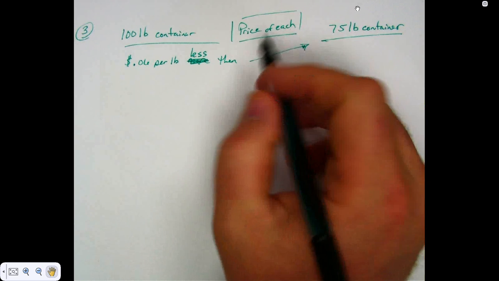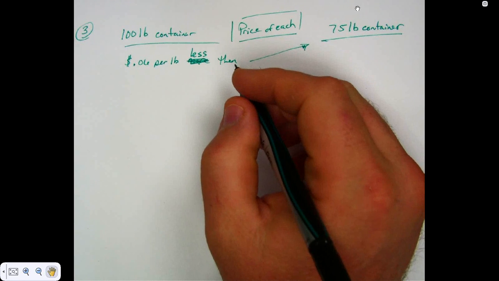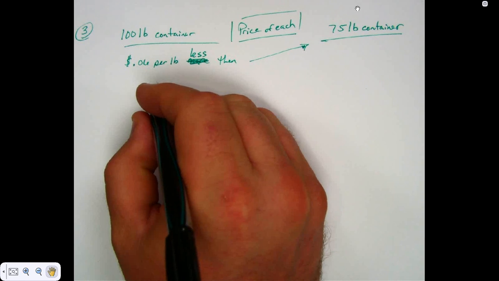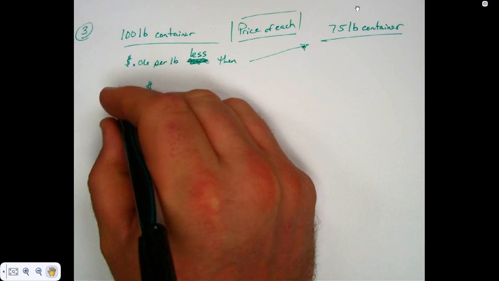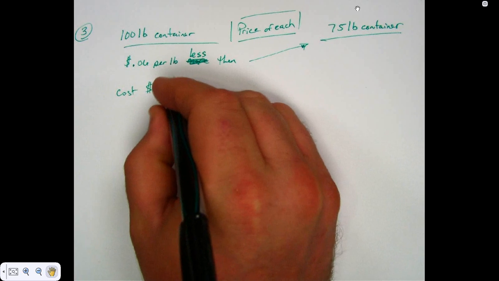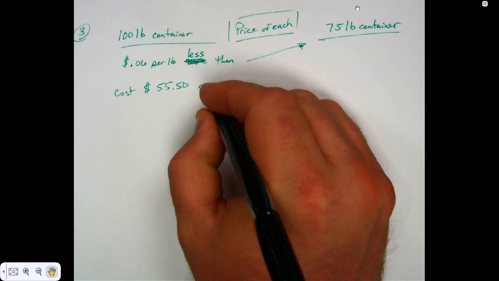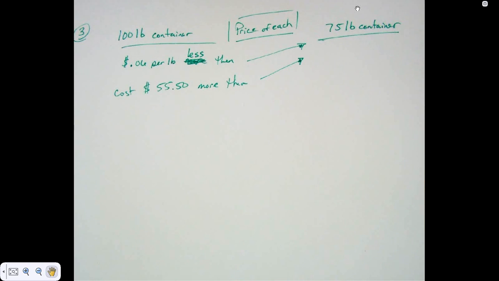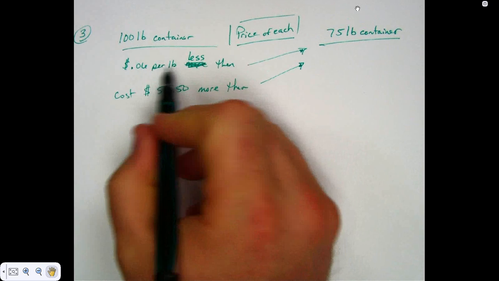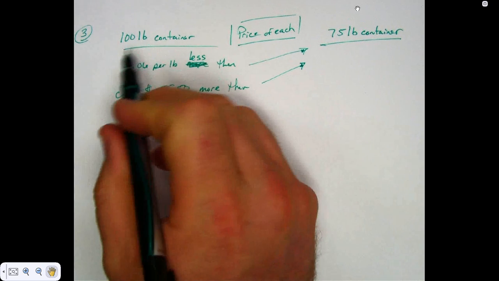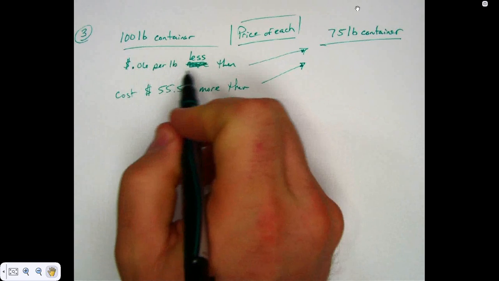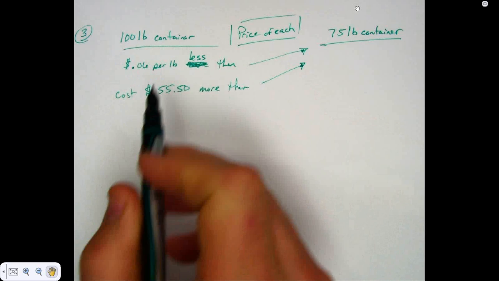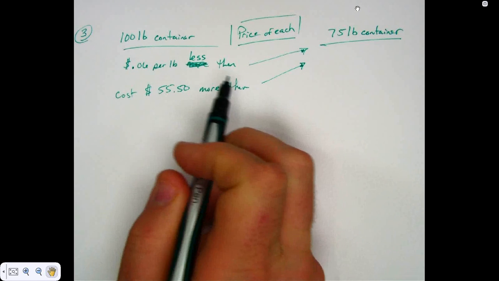Okay? Now, they also tell us that the 100-pound one costs $55.50. That's where I got my more than this one. Okay? So we're going to have to deal with the unit price here, because isn't that what this is dealing with? How much per pound it costs, or we're going to have to deal with the actual price.